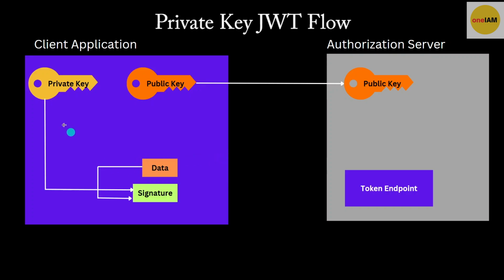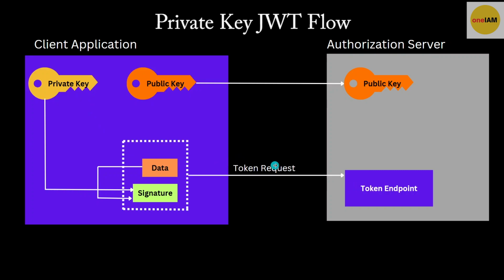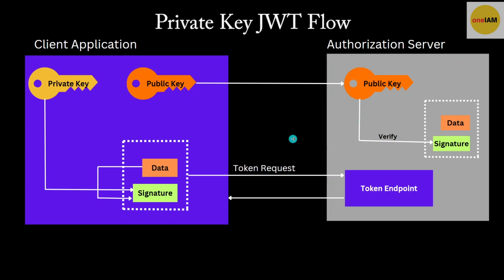Then we add a signature using the private key. After that, we call the token endpoint and send this data. Then the authorization server can validate this data using the public key. After the verification is done, if everything is good, the authorization server will send back the token response. That is the private key authentication flow. And now let's jump into the demo.